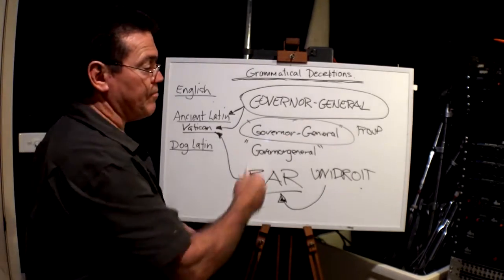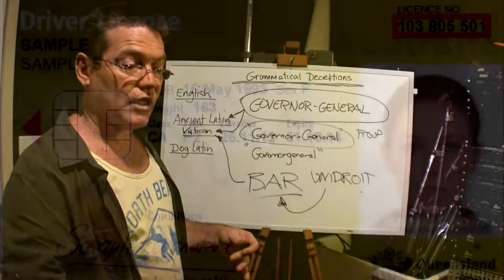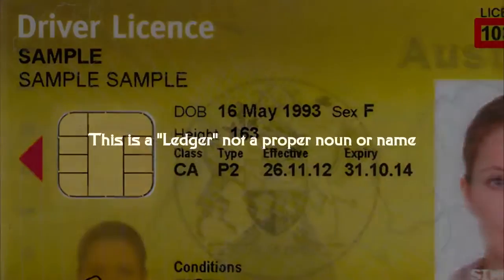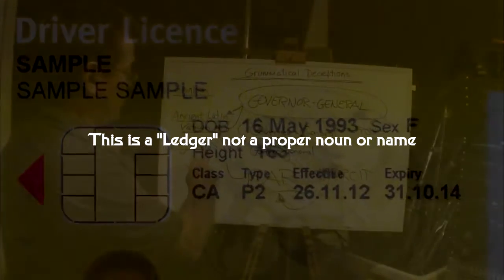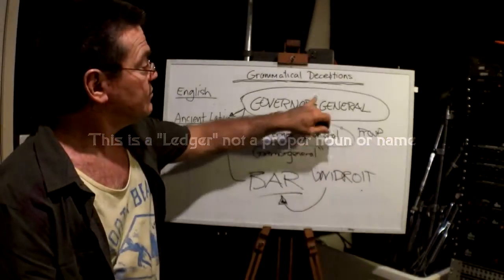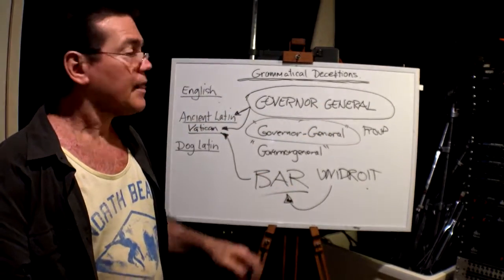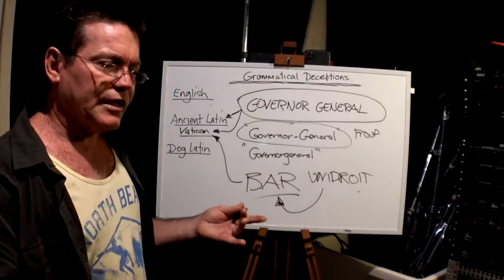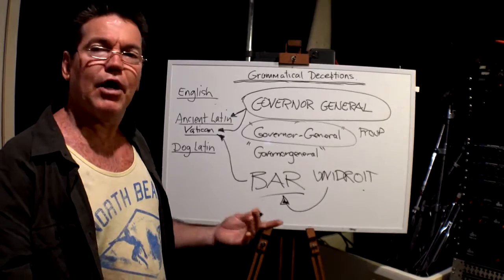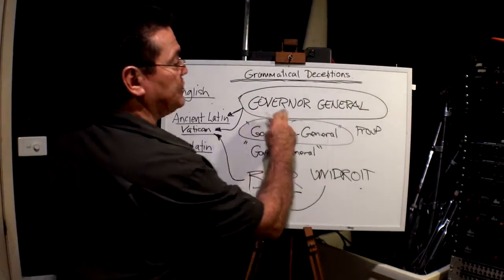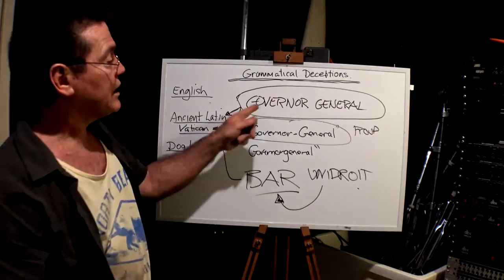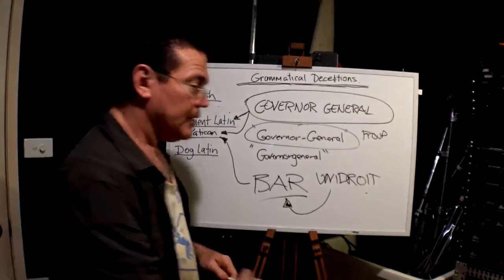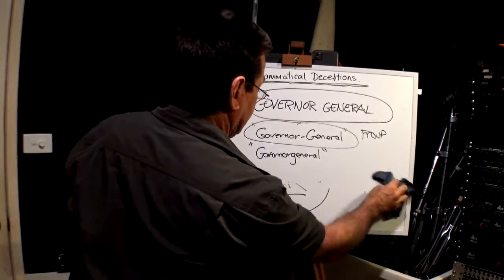They also give us, on your driver licenses, as I said before, your driver licenses, your passports, etc., your name written in all uppercase Dog Latin, without the hyphens. That's Dog Latin. So the Dog Latin is the language for the illiterate. It's Babylonian text. It's text that reads absolutely nothing. If you translate this Governor General without the hyphen into English, it simply translates back like this.